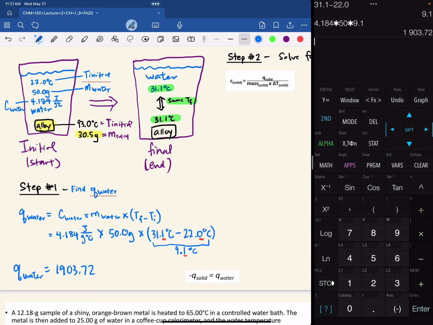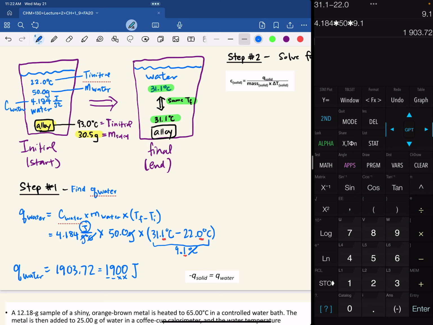I am not going to keep all those numbers. I have 2 sig figs for my 9.1, so I'm going to end up with 2 sig figs. I'm going to keep the zeros there as my placeholders so that my 1 is still in the thousands place. And my units, my grams have canceled out. My degrees Celsius has canceled out. I am left with just joules, which makes sense because I'm calculating Q. Q should be in joules. So the heat that is absorbed by the water is 1,900 joules. Again, I need 2 sig figs.